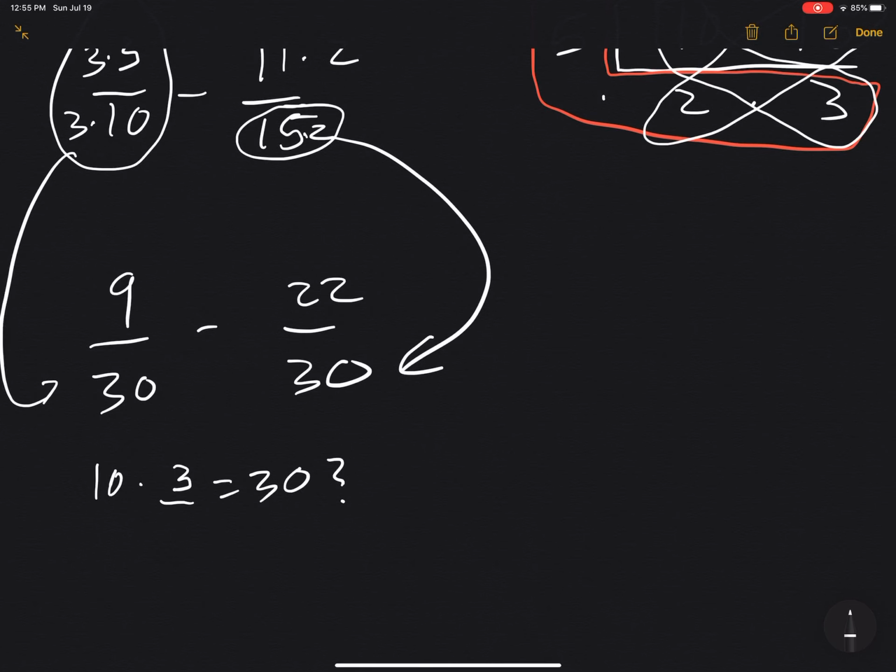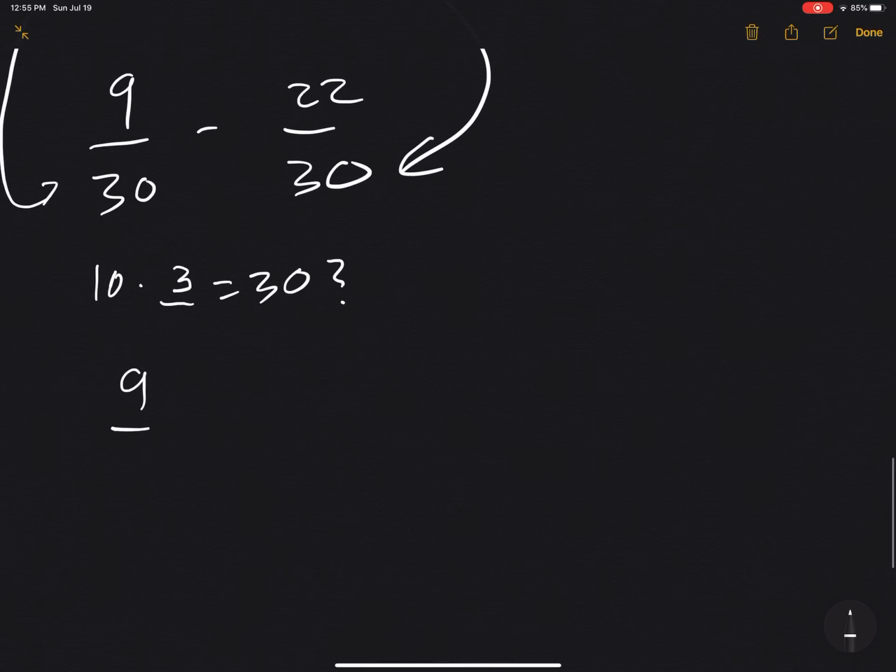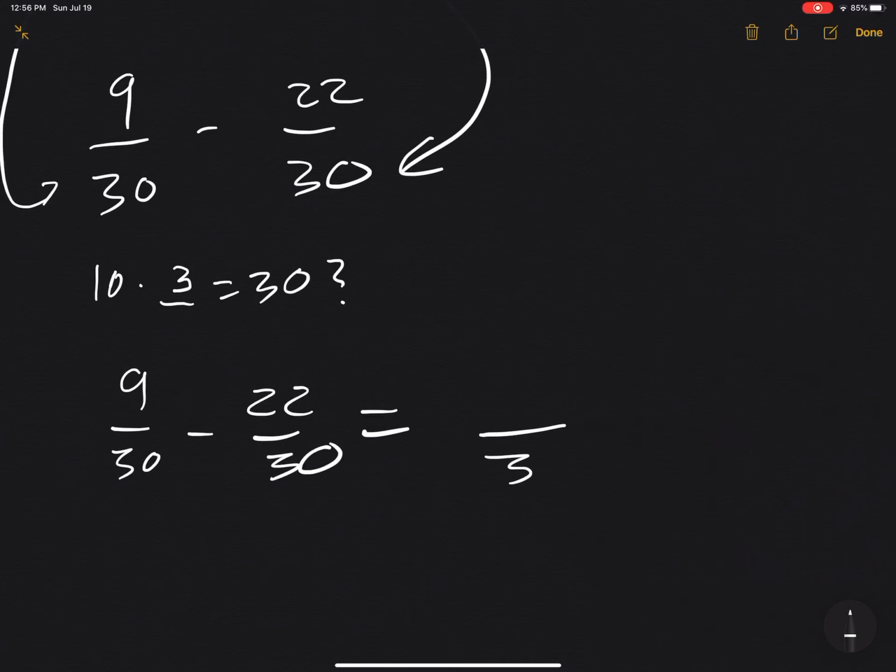So we have 9 over 30 minus 22 over 30. And now I see that we're subtracting, and when we're subtracting, we keep the same denominator, and we subtract numerators. What's 9 minus 22? Well, 22 is bigger, so it's going to be negative. And then I just say, what's 22 minus 9? 22 minus 9 is going to be 13. So I get negative 13 over 30 as my answer.